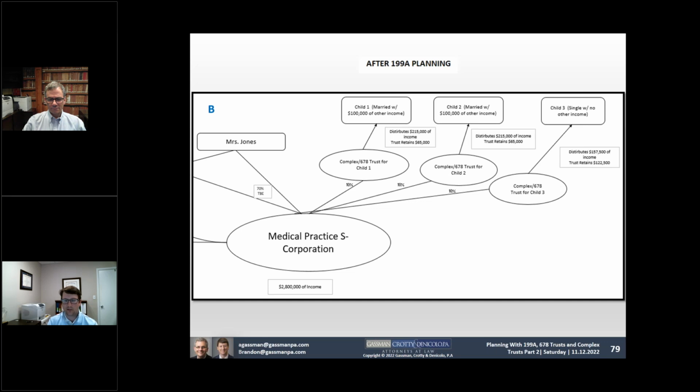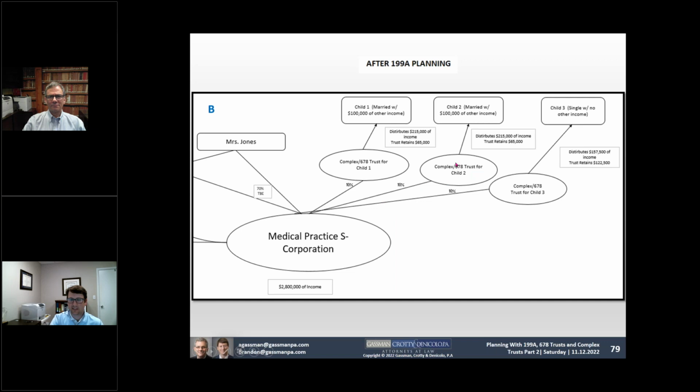So the $280,000 of income comes into this trust. We see that child 1, who's married with $100,000 of other income, can get $215,000, which was the $315,000 threshold at that time of income, and still be below the 199A threshold. The trust just retained the excess, so that could also qualify for the deduction because the trust is then below the income tax threshold, the 199A threshold.